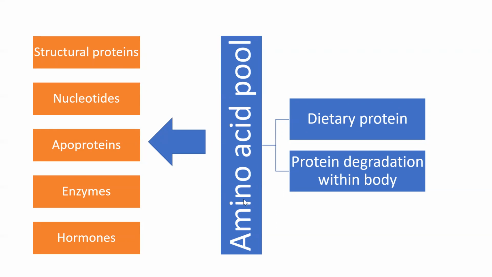From this amino acid pool, we will then be making those proteins within the body, such as structural proteins like your skeletal muscle, nucleotides for DNA, apoproteins for lipoproteins, enzymes such as lipase, and then hormones along the lines of glucagon and insulin, to give some examples.